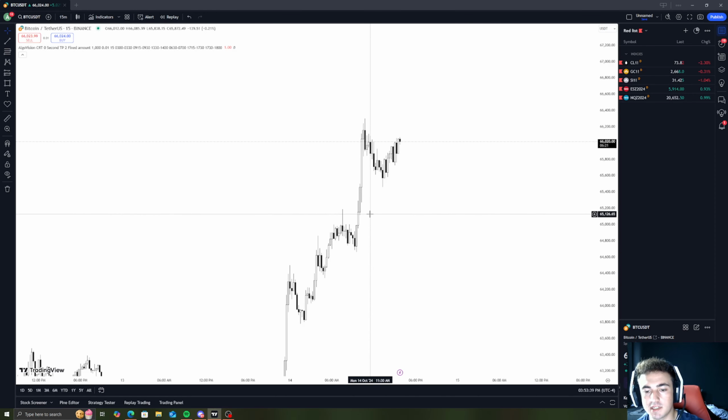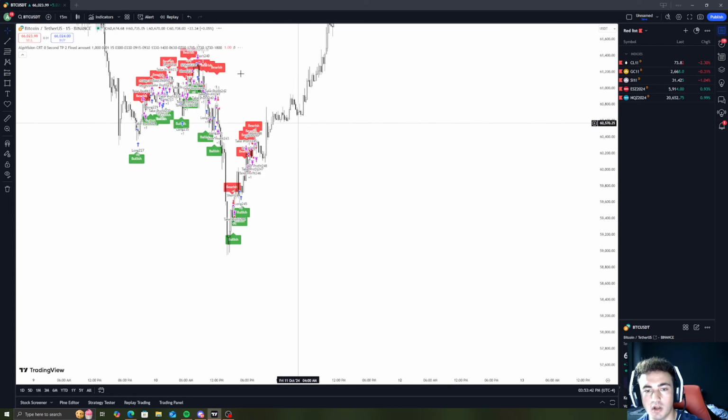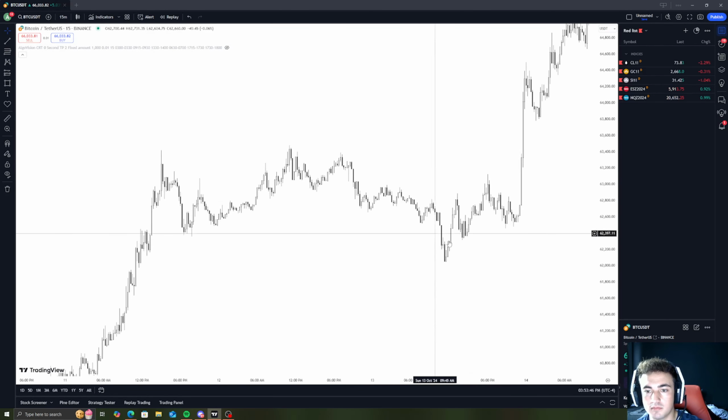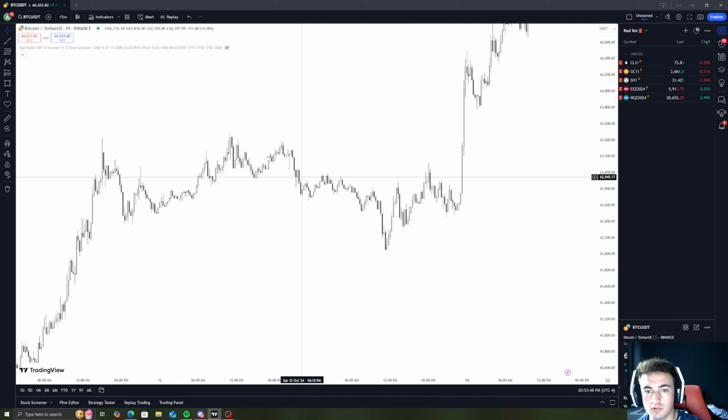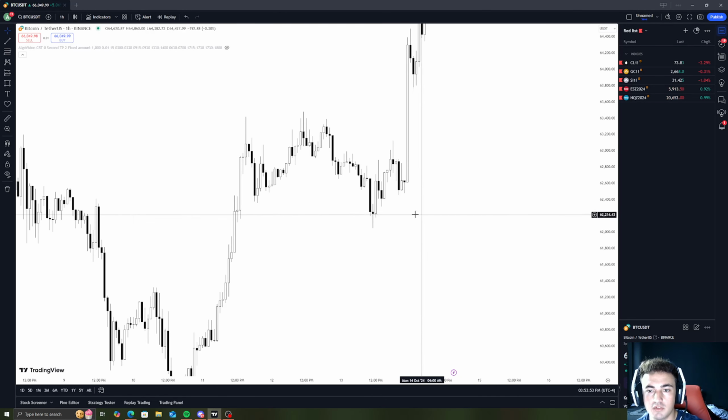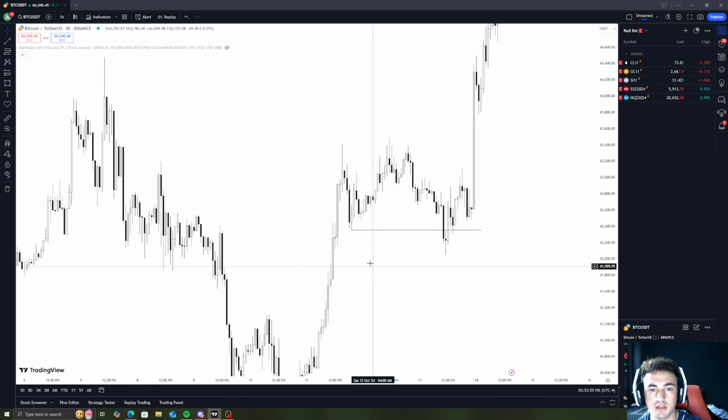So that daily CRT is telling you that price is probably going to continue up, right? So if you trade a lower time frame, like for example, let's look at a 1 hour, you could trade lower time frame CRTs in that bullish direction because your higher time frame is bullish.